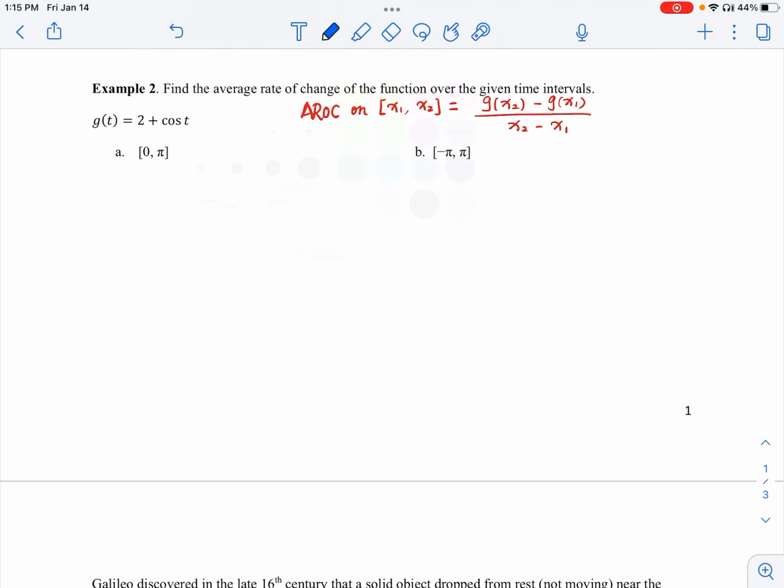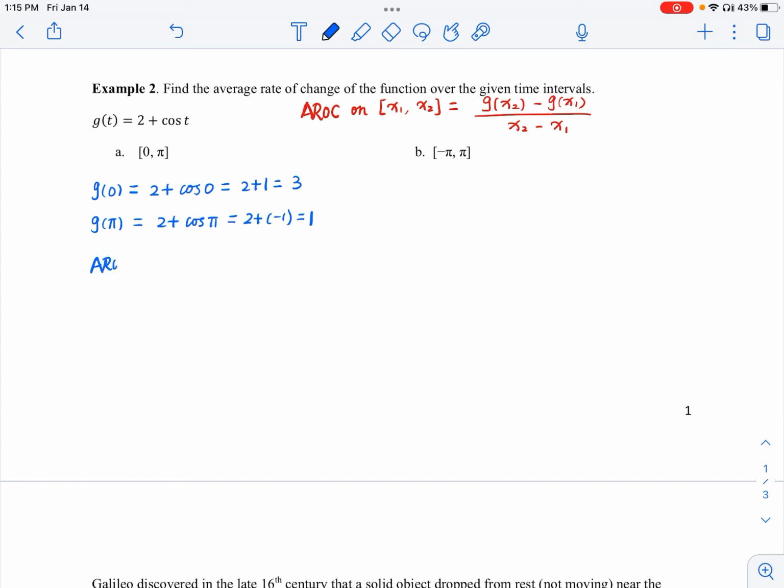Okay. So for part A, we are given the interval 0 to pi. First, we need to find the value of the function at the given endpoints. So g(0) is 2 plus cosine 0. Cosine 0 is 1, so this will be 3. g(pi) is 2 plus cosine pi. That gives us 2 plus -1. Cosine pi is -1. So that's 1.